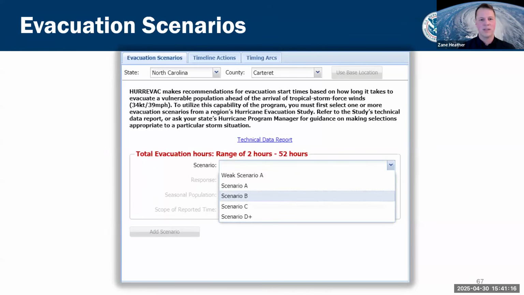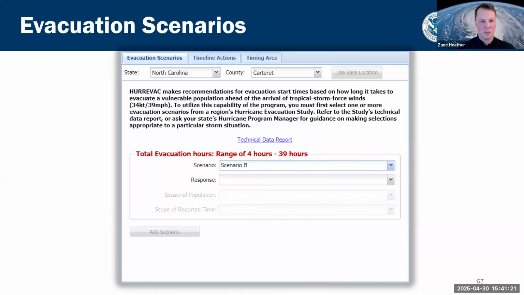So as we go through, we select a scenario based off the storm forecast. We expect scenario B. We expect a slow response rate, and that could be for any number of reasons, typically informed by your local knowledge and knowledge of your hurricane evacuation study. But we've seen slow response rates triggered by a threat that is understated or does not necessarily resonate with the evacuating population. It could be because there is a large seasonal population. It could be timing based on where you are in the year.